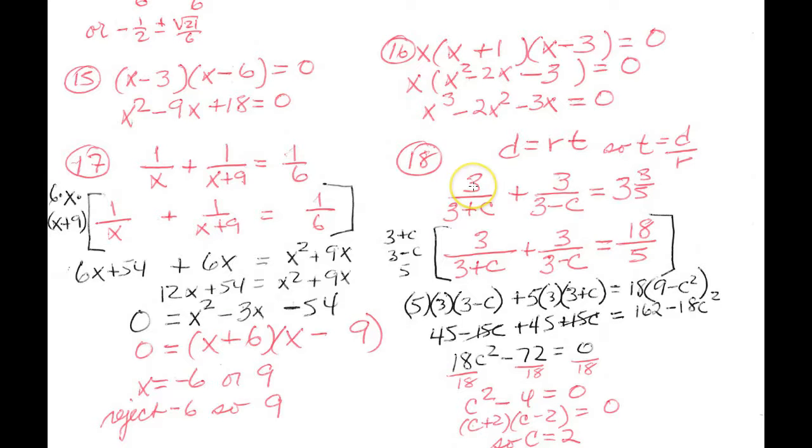So there's the distance going downstream. He rows 3 plus the speed of the current. Going upstream 3 miles, he rows at 3 minus the speed of the current, and it equals to this. Now I can't have hours and minutes, so I have to convert everything to hours, which is 3 3/5 hours that I've made into an improper fraction. 5 times 3 is 15, plus 3 is 18 over 5.